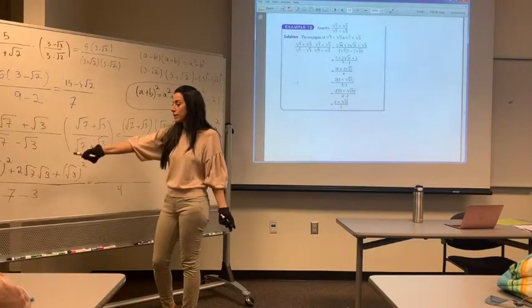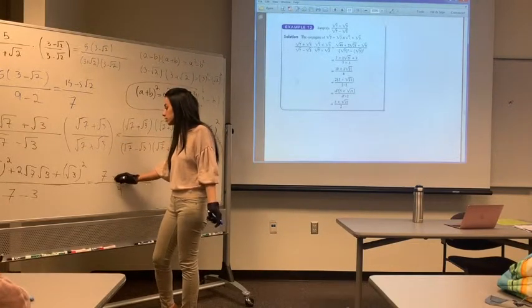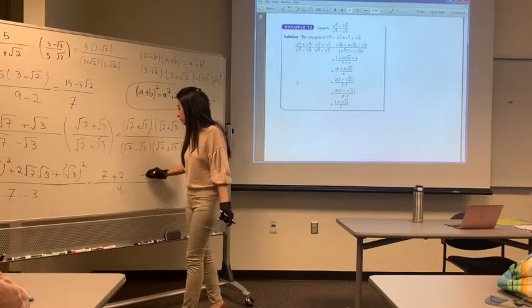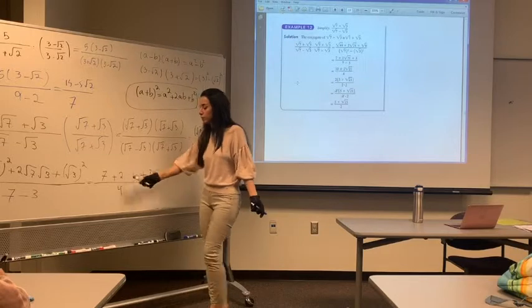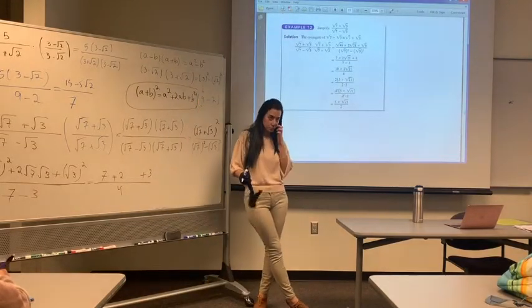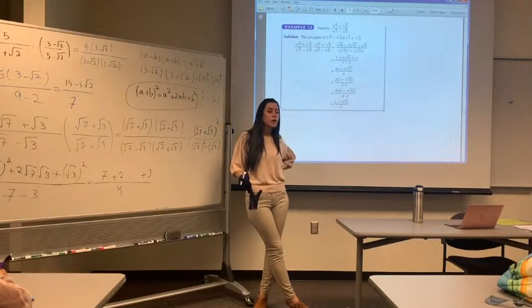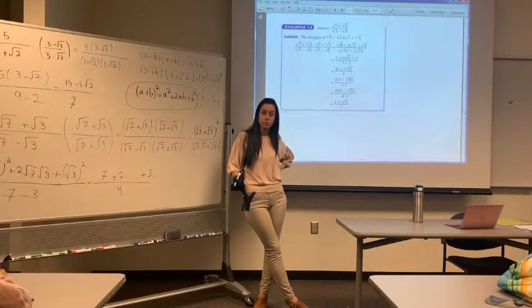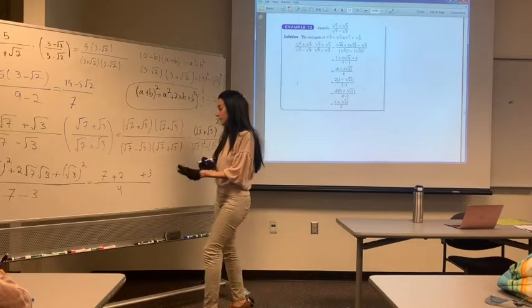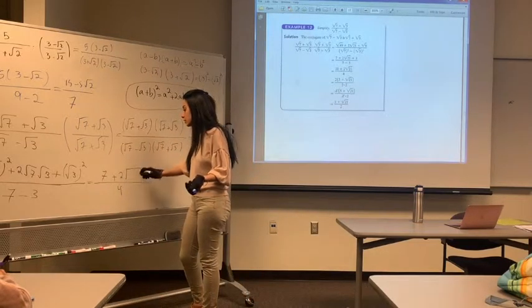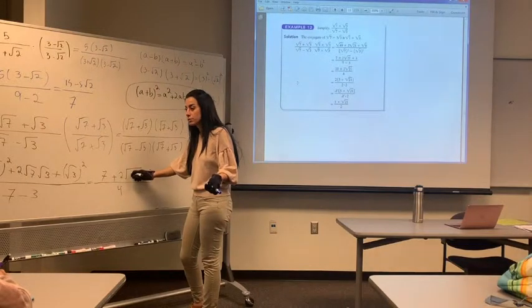Radical 7 squared, 7 comes out. 2 times, let's write this down and then we will talk about the middle part. So radical 7 multiplied by radical 3. Both of them have the same radical with the same index, correct? So we multiply them together under one radical. So we will have 2 times the radical of 7 multiplied by 3.